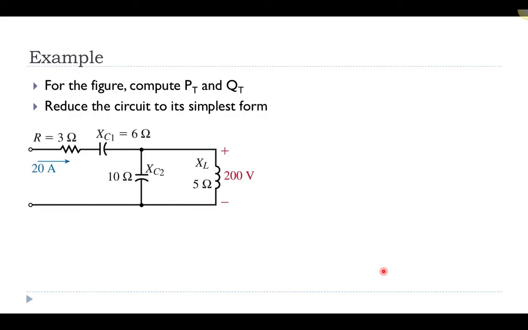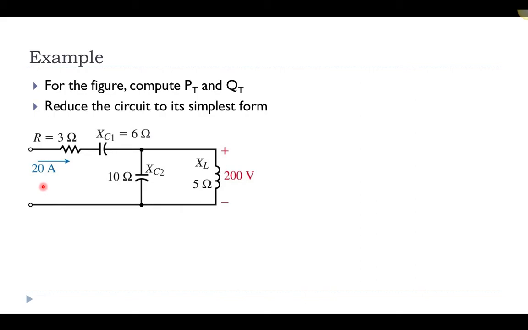All right, so let's see if we can look at an example of this. So we have a circuit, and in this circuit I have one resistor, I have two capacitors, and I have an inductor, and it's connected to some source over here, and I know that I have 20 amps entering and then I have 200 volts across the two parallel components.